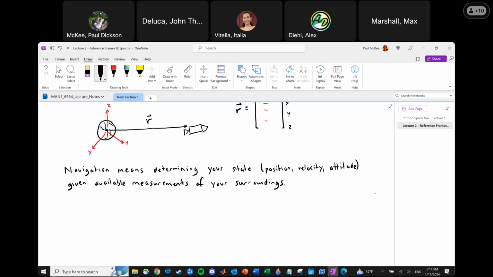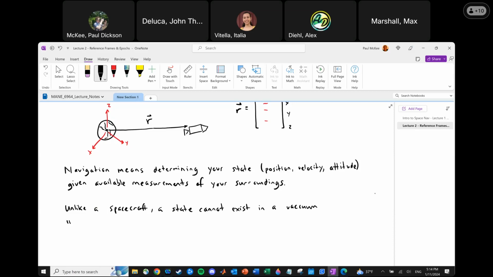So here comes the first dad joke of the class. Unlike a spacecraft, a state cannot exist in a vacuum. That's a fun little pun.